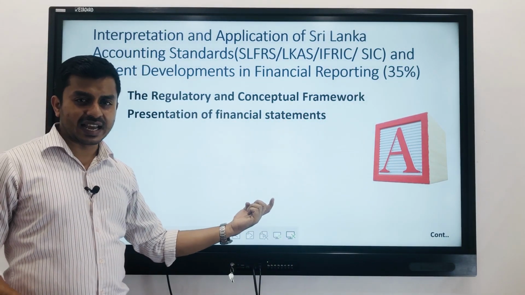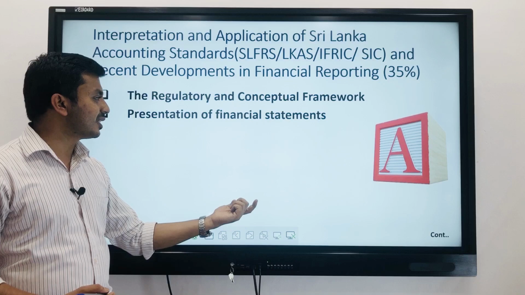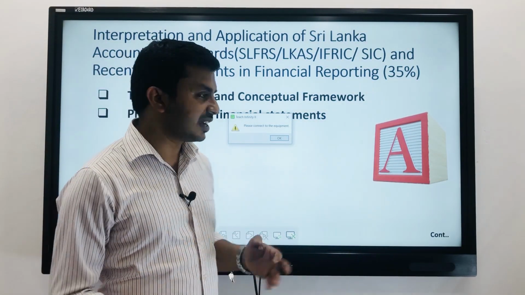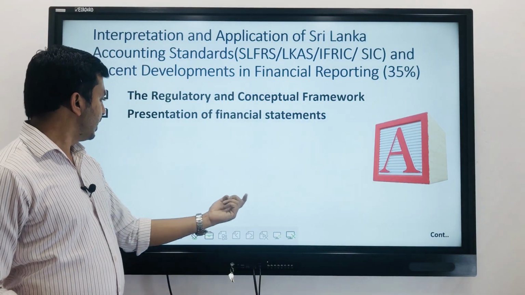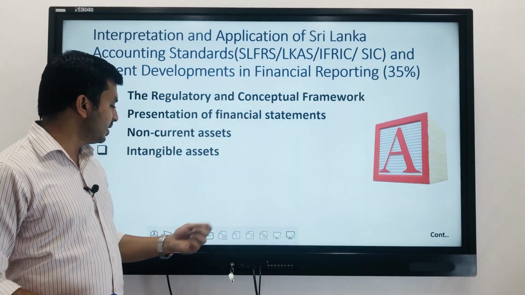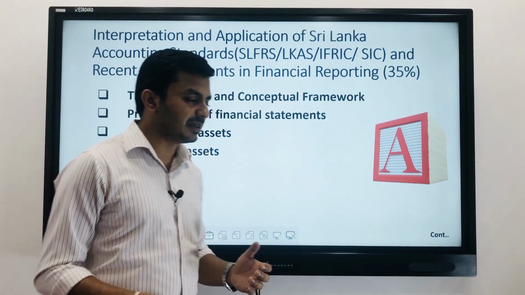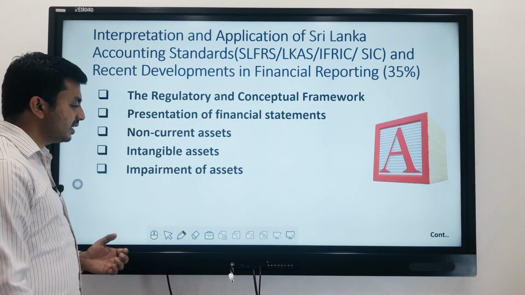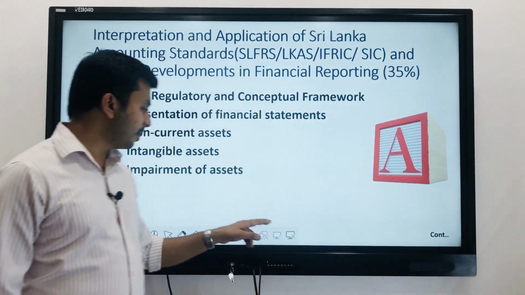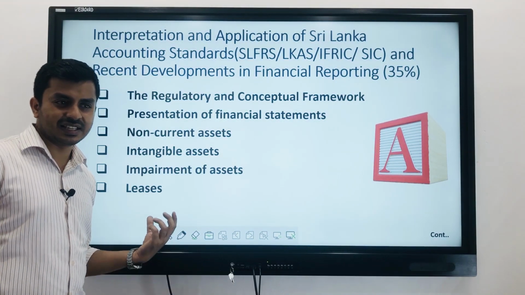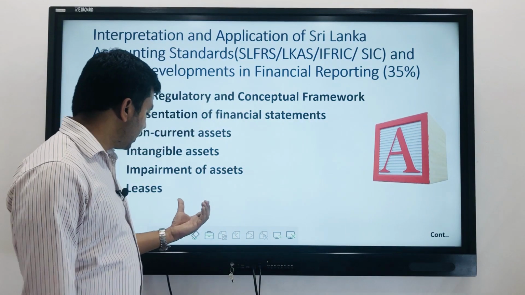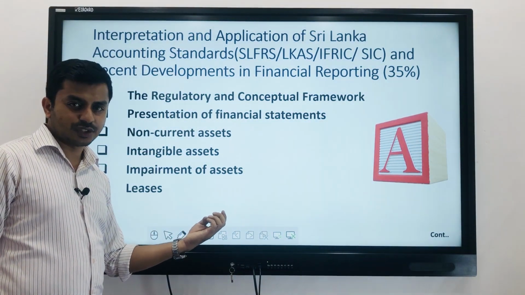Then presentation of financial statements, which is basically LKAS 1, and we can also cover LKAS 34 interim financial reporting under this, right? And non-current assets, which are basically property, plant and equipment, and intangible assets, which comes under LKAS 38. And impairment of assets, basically LKAS 36 will cover impairment of assets. And leases, it is a very latest standard introduced, which is SLFRS 16.